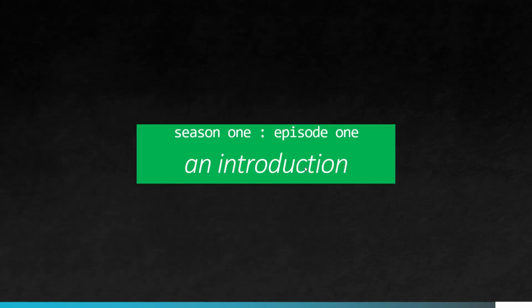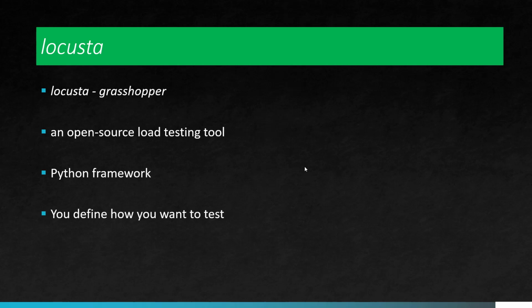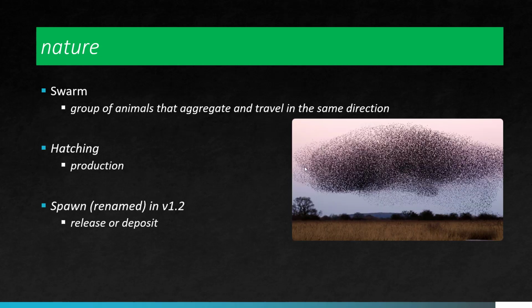In this season 1, episode 1, we are going to see about Locust, how you can install Locust in your system. First, let us understand the history of the Locust tool. The term Locust derived from the popular Latin word Locusta, which means grasshopper. Locust is an open source load testing tool, and it's one of the popular Python-based testing tools in the market. The core feature of Locust is you can define whatever you want to do by writing Python snippets. So that is the power of Locust.